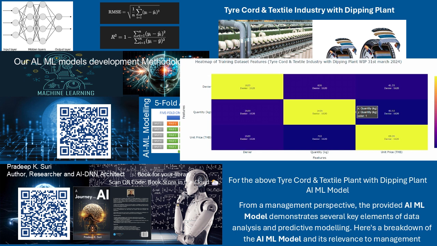How can the heat map inform our understanding of the PPF? Resource constraints. The heat map might indirectly indicate resource constraints if there are upper limits to the quantities produced for certain denier types. Technological efficiency.